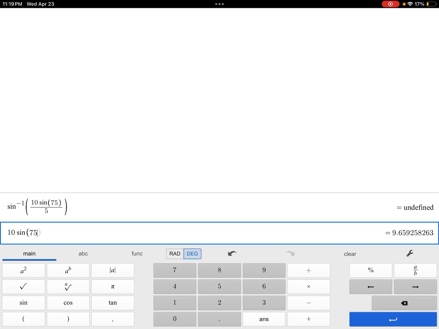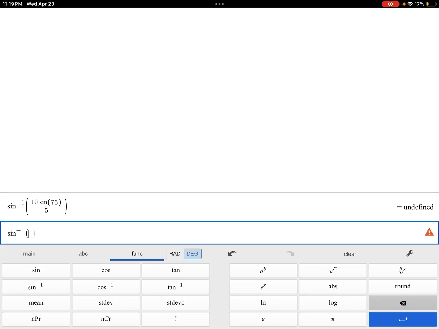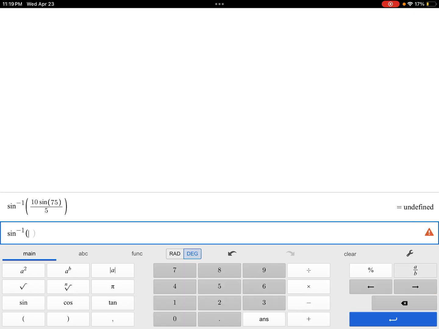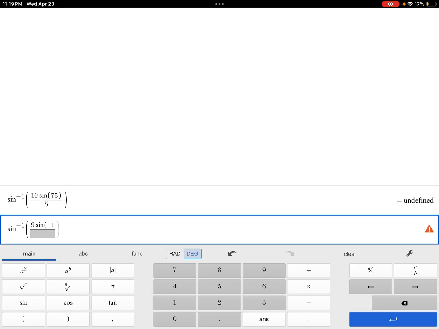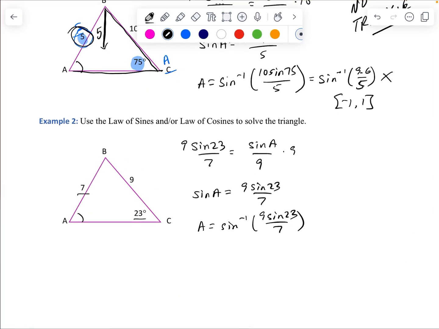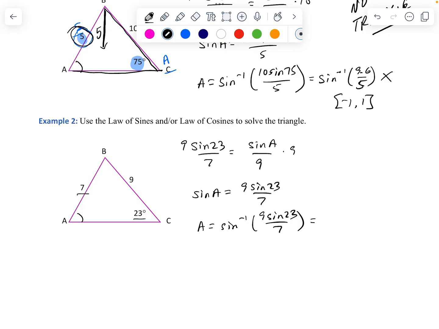Okay, all right, so sine inverse of 9 sine 23 over 7. All right, I got 30.15. We're going to round that to 30 degrees just to make life a little bit easier. So therefore, angle A is 30 degrees.